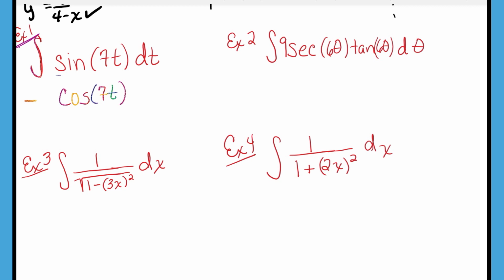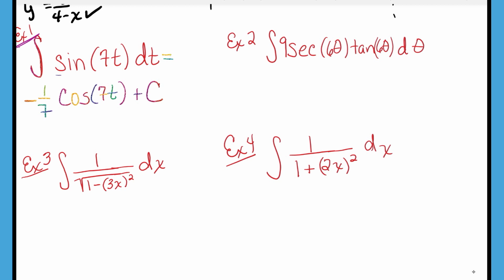Also, if I took the derivative of this inside, there should be a 7 there, and there's not a 7 there. So in the original problem, I must have a 1/7. Add your constant, and you're done. If you don't believe me, take the derivative of this. If you don't get your original problem, like seriously, this is the integral of this, the antiderivative is this.